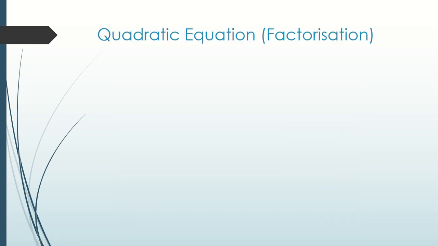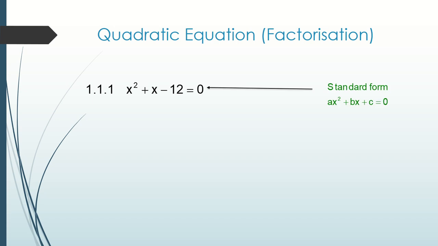Now let's start with the first question. You are given x squared plus x minus 12 equals 0, and you are asked to solve for x. You are familiar with this from grade 10. When you have a quadratic, what is important is to ask yourself, is the equation in standard form? And in this case, the answer is yes. It is in standard form.